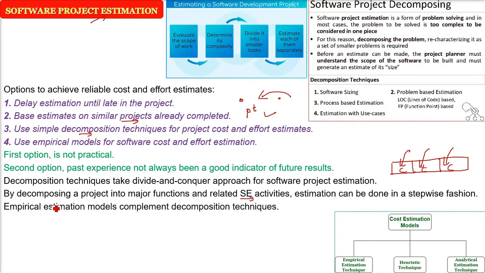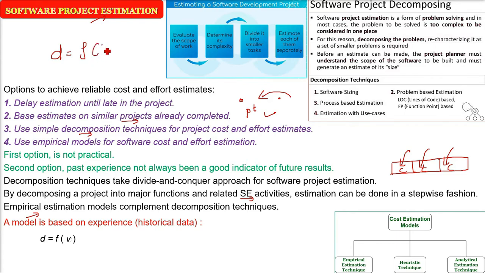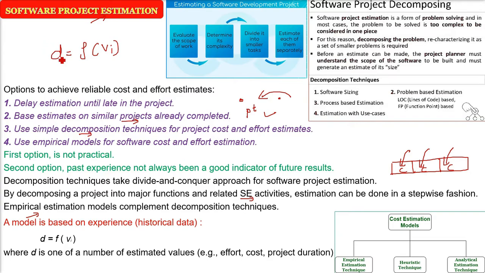The empirical estimation, the fourth point, is complementing the decomposition techniques. A model is based on experience and historical data. What we can find is a simple function, that is, one thing is a function of another thing. We are saying the cost, the effort or the time is a function of what? For example, D is a variable dependent on V, the function of V.